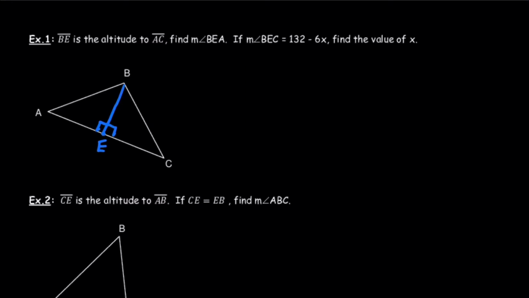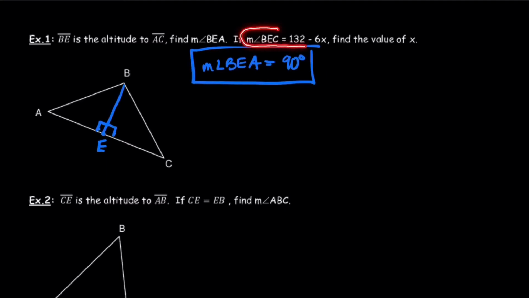First part of the problem says find the measure of angle BEA. That's pretty obvious, I think. That's going to be 90 degrees. Measure of angle BEA equals 90 degrees. That's the first solution. And then it says if the measure of angle BEC is 132 minus 6x, BEC is this one, which is also 90 degrees. 90 degrees is going to equal 132 minus 6x. Find the value of x.